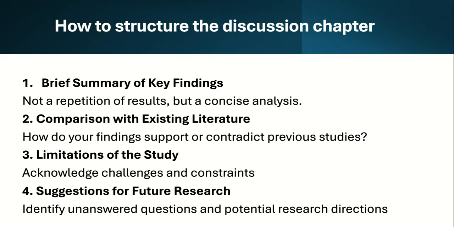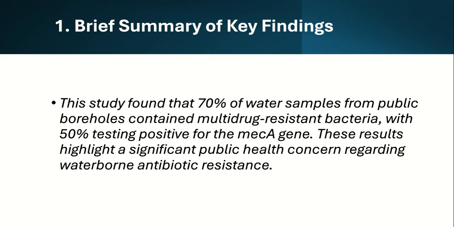So how do you structure the discussion chapter? Brief summary of your key findings. You don't need to repeat your results. We've already seen your result chapter. So just a brief summary. Yeah, very brief. It's a concise analysis. Then you compare with the existing literature. I've already talked about limitations of the study, where you have to acknowledge this is my challenge. It's not because I don't know what to do, but I couldn't do it because of this. You're not watering down your research at all. And also you suggest future research directions that other researchers go through.